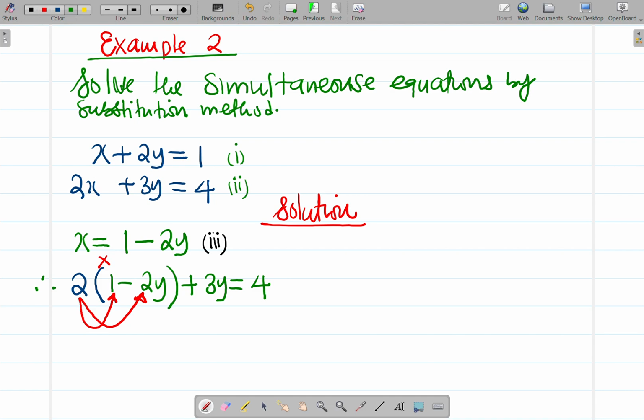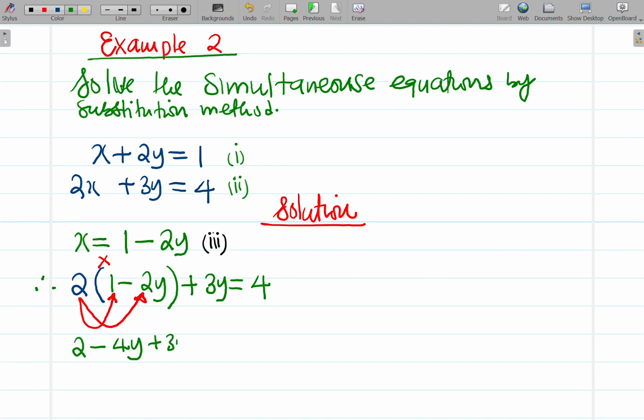Once that expansion takes place, I'll have 2 by 1 is 2, minus 2 by negative 2y is negative 4y. Now plus 3y is equal to 4 there. So now we can simply collect the like terms. So this is 2 minus, so negative 4y plus 3y is negative y, is equal to 4 there.